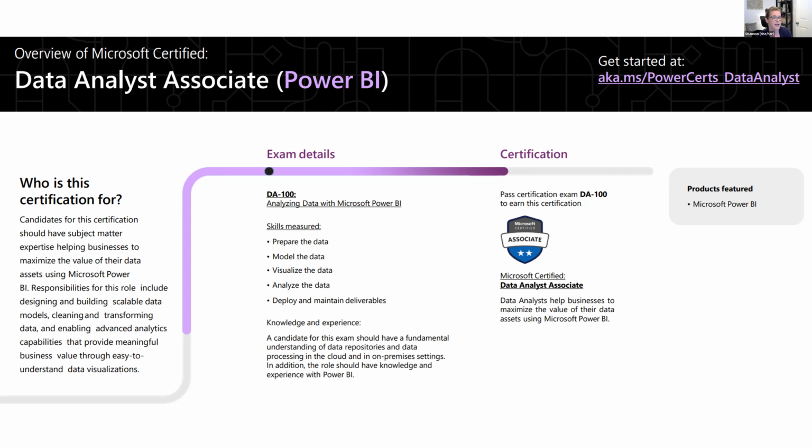So again, we already kind of went over this, but we're talking about data prep. We're talking about data modeling. We're talking about data viz a little bit. We're talking about more advanced analysis that you can do inside of Power BI. And then this one always kind of throws people. We're talking about deploying and maintaining deliverables all the way through admin and governance.